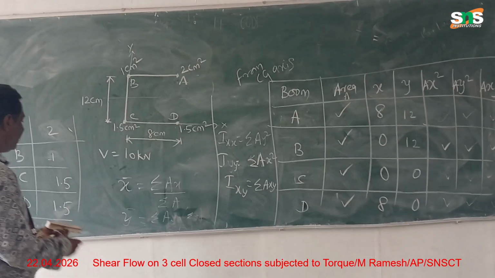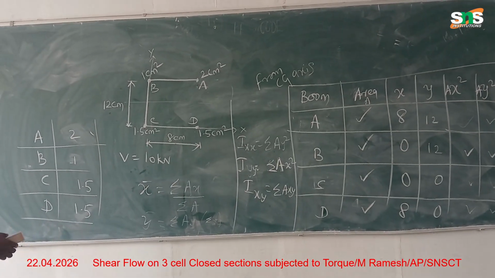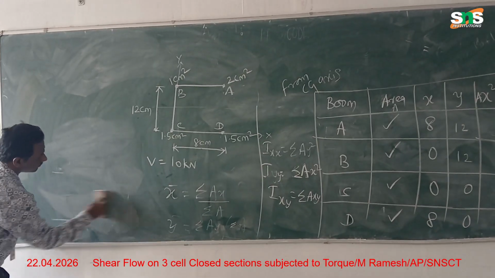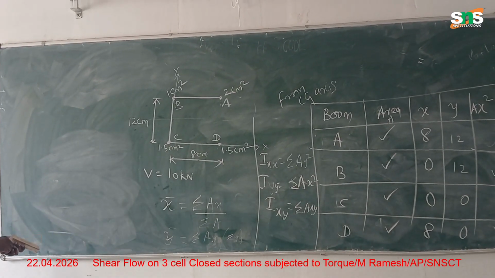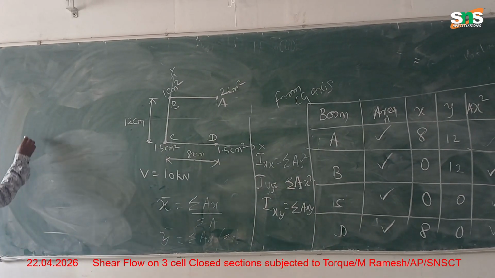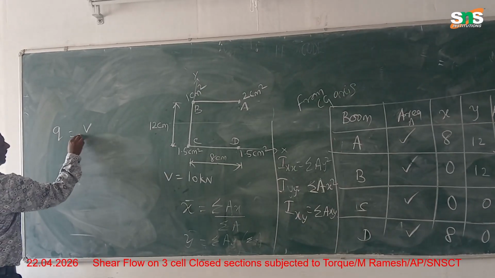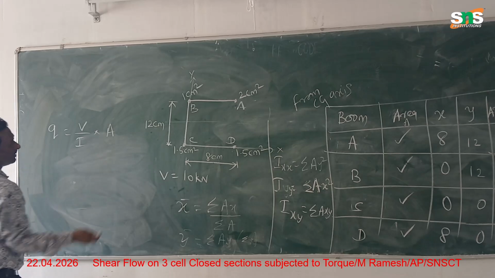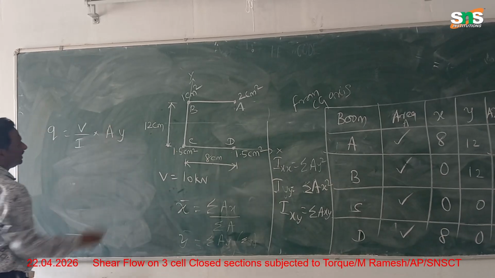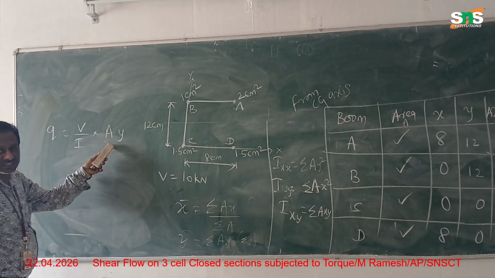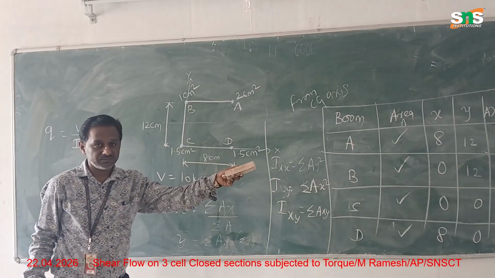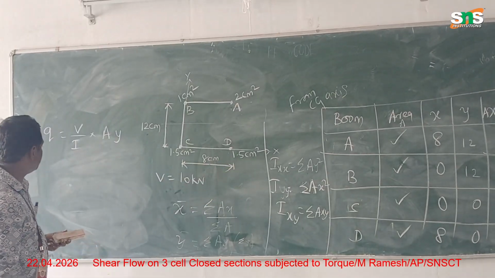After finding that, we can go for the shear flow calculation. Now, q is equal to V by I into A y. That is, Q is nothing but A into y bar. This y should be from the tabulation.